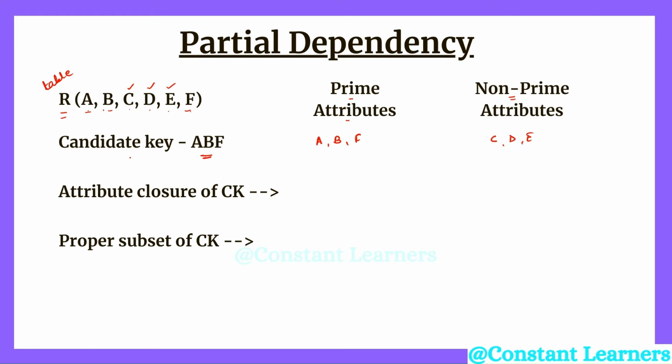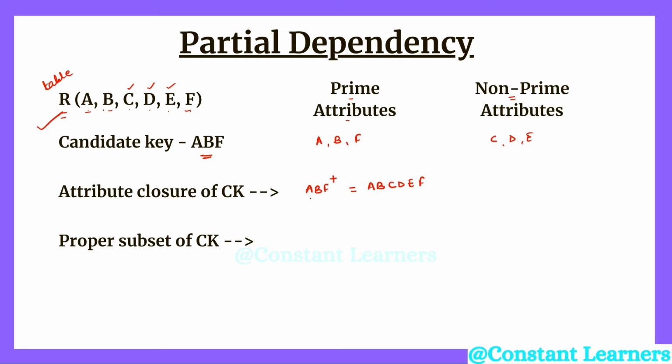Now, here, if ABF is the candidate key, then what will be the attribute closure of the candidate key? See, if this is a candidate key, then of course it will determine all the attributes in a relation, right? That means A, B, F, a combination of these attributes will be able to determine all the attributes in this relation, correct? So, attribute closure of ABF is written as ABF, and in the superscript we have this plus sign. So, the attribute closure of ABF will be A, B, C, D, E, and F.